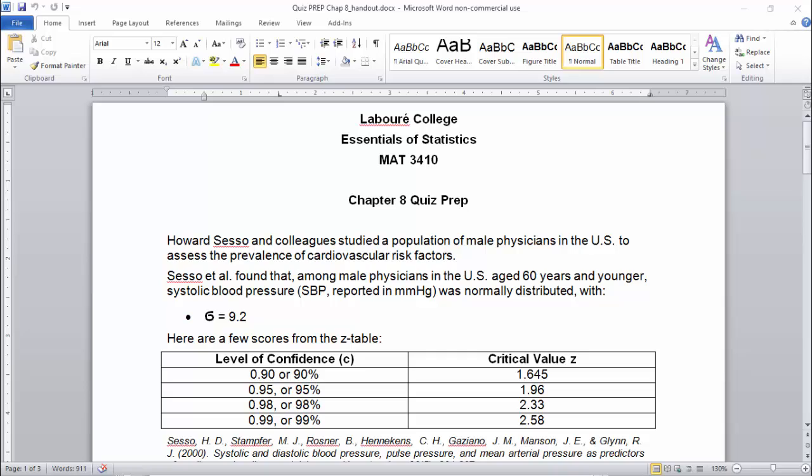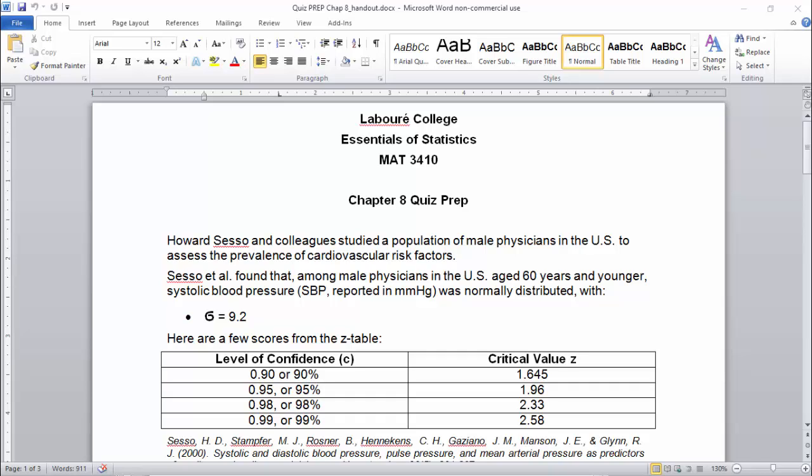Chapter 7, we had a whole scenario around these kidney dialysis patients, these chronic dialysis patients. Now we're really shifting gears. In this scenario, Howard Sesso and his colleagues studied a population of male physicians in the U.S. Total whiplash, a totally different population.